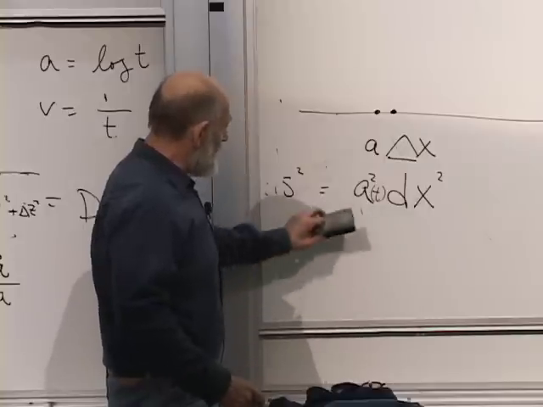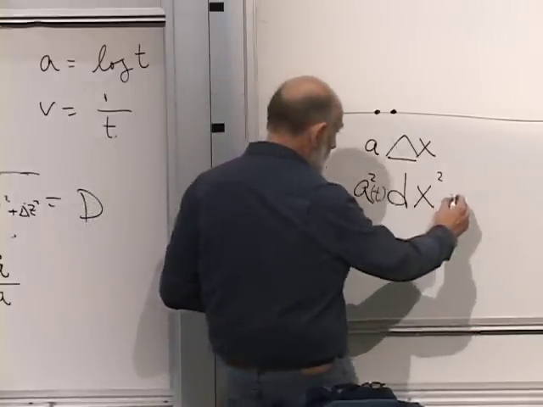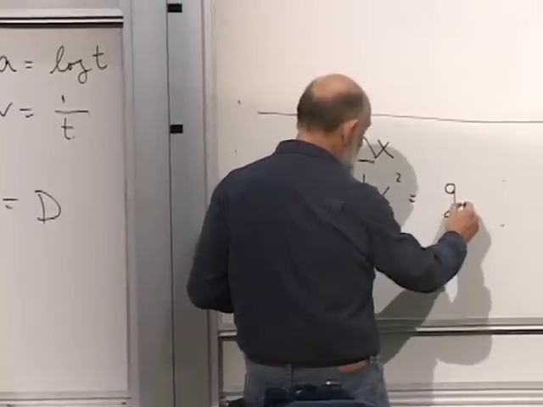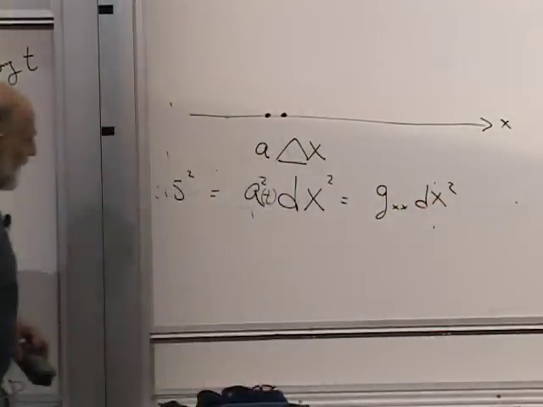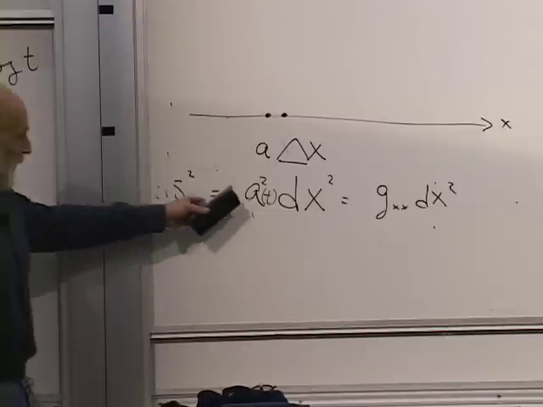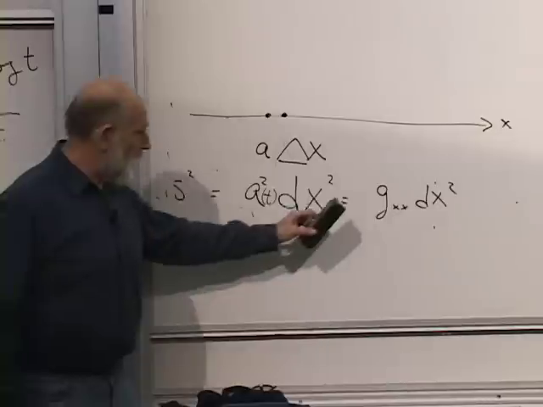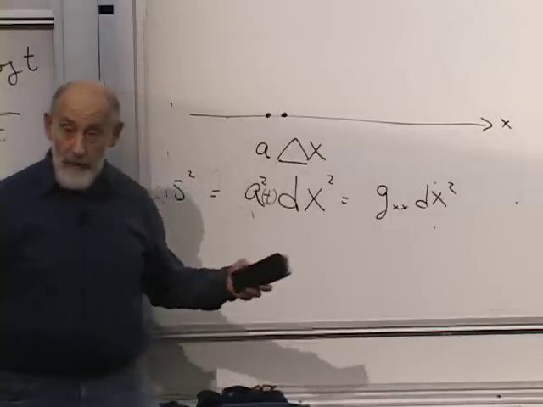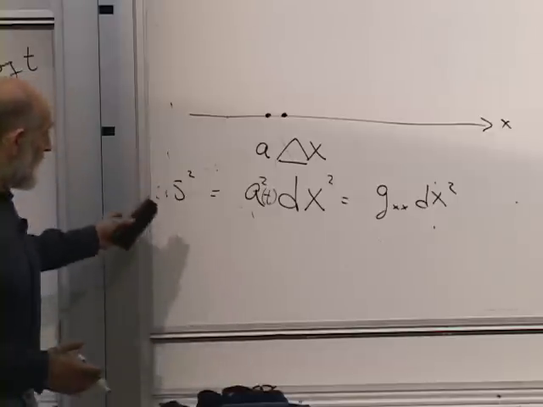The metric of space is just a coefficient out here. We could write that as gxx dx squared. And what would gxx be? It would just be a squared. So eventually we're going to want to connect up the idea of the expanding universe with a metric of space-time, but we'll come to that.